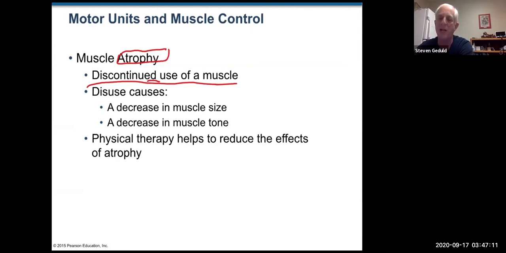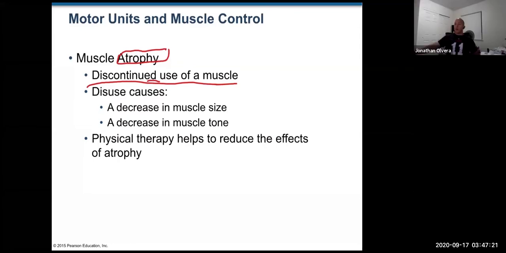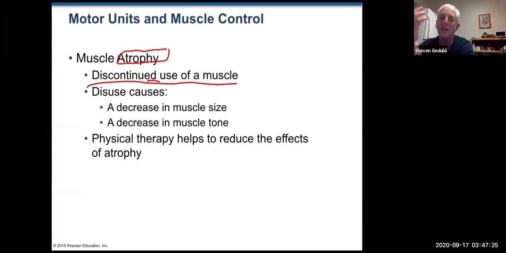Okay, you ever have a cast on your arm or your leg and take it off? What's your muscle look like when that comes off? It's really skinny, smaller, right, than the other side. Yeah. Exactly, it's a lot smaller than the other side. It's wasting away, it's not as massive. Okay? Physical therapy helps to reduce the effects of atrophy, but atrophy occurs when you do not use a muscle.